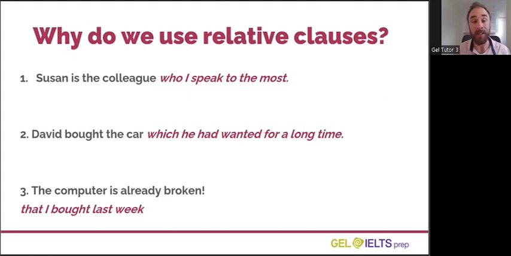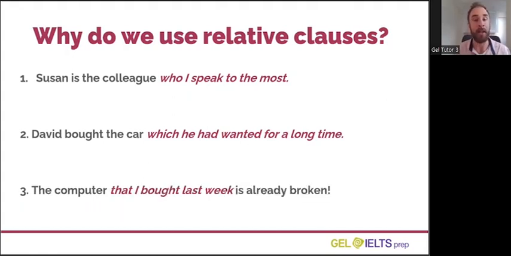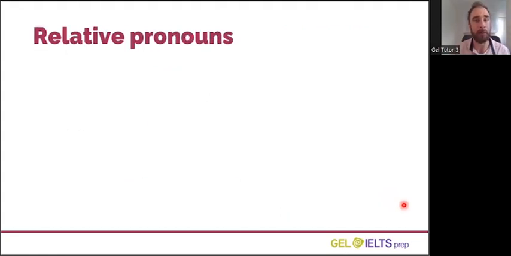The correct answer is after computer. The computer that I bought last week is already broken. This relative clause defines which computer I'm talking about. There are millions of computers in the world. I'm talking about the one which I bought last week, or that I bought last week. You'll notice there are different relative pronouns in these sentences. So let's look at those different relative pronouns.